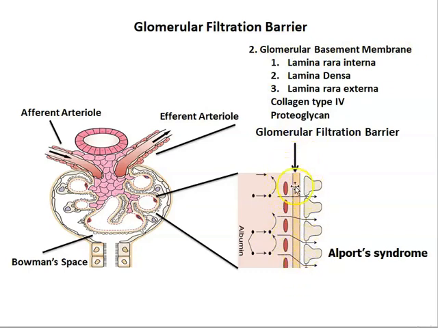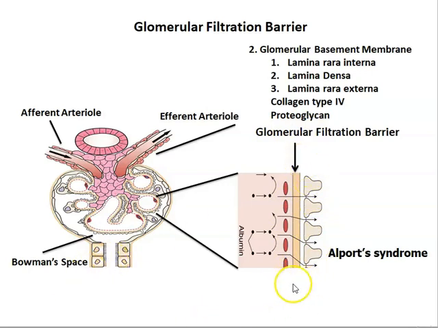They consist of three parts. The first part, which is the inner part here, is the lamina rara interna, and then next is the lamina densa, and the third layer, the outer layer, is the lamina rara externa. All these layers consist of collagen type 4 and some other proteoglycan and glycoprotein.